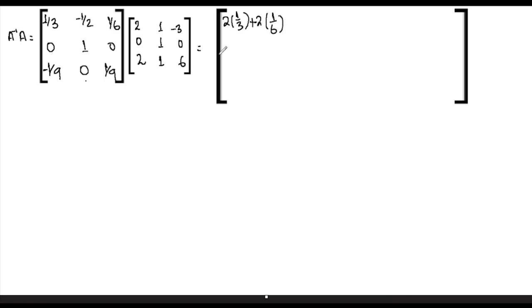Then for this entry, we have the second row and the first column. Second row, first column: 0 into 2, 0; 1 into 0, 0; and 0 into 2, 0. So we have 0 over here.